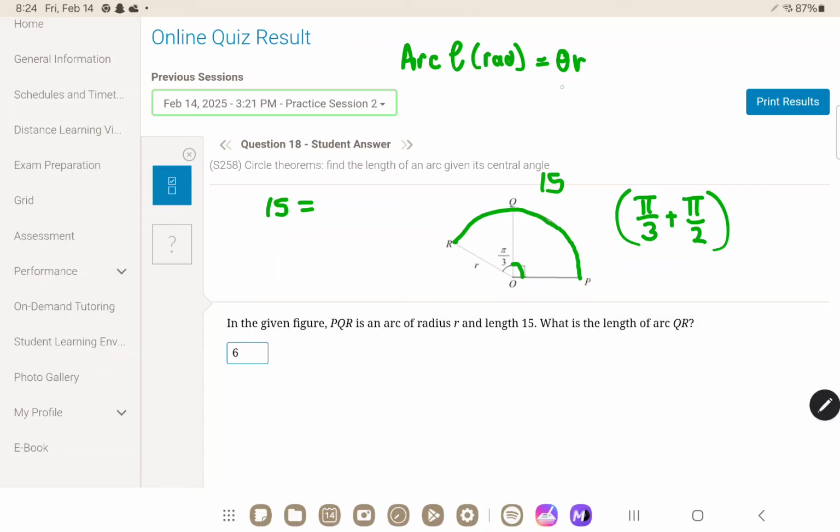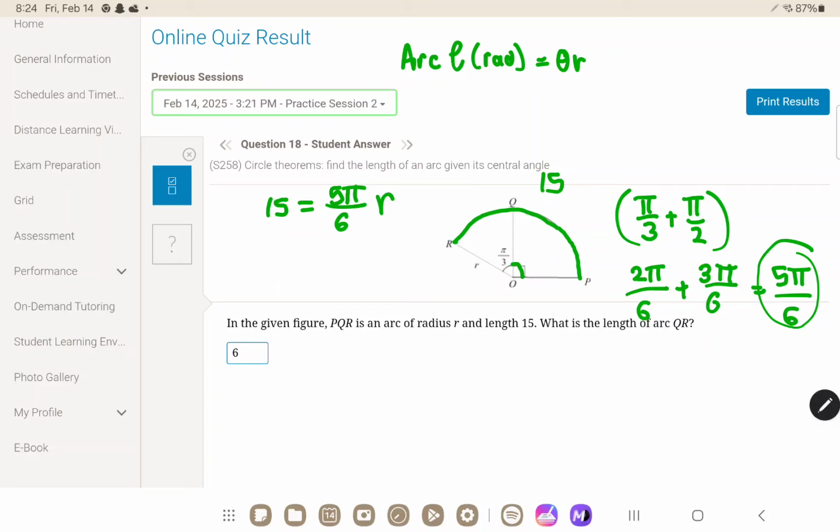This is your theta. Once you add these together, you need to make the denominators equal. So it's going to be 3 pi over 6 plus 2 pi over 6. It's equal to 5 pi over 6. So this is your angle in radians, of course. You need to switch your calculators back to radians to answer.